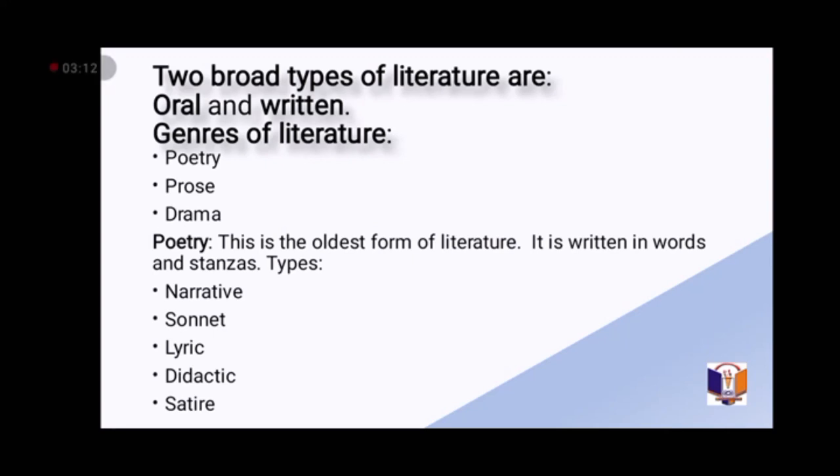And then we have genres of literature. We have poetry, we have prose, we have drama. These are the three literary genres: poetry, prose, and drama. Let's just start with poetry. What is poetry? Poetry, of course, is the oldest form of literature. That's why I told you that oral literature started existing before written literature, because they usually talked to people through poetry before they started writing down. When they started writing down, they now started writing novels. But originally, it was poetry, which was what? Oral. Then, it is written in words, lines, and stanzas.